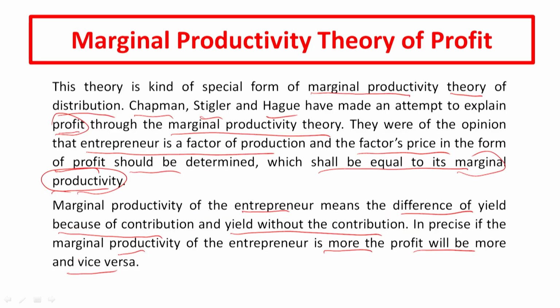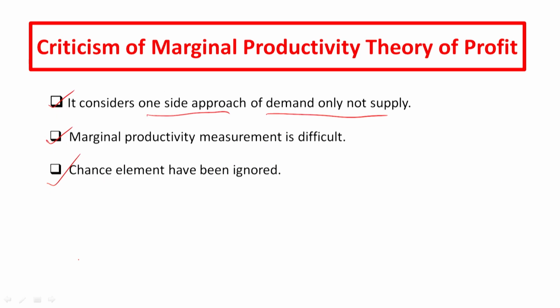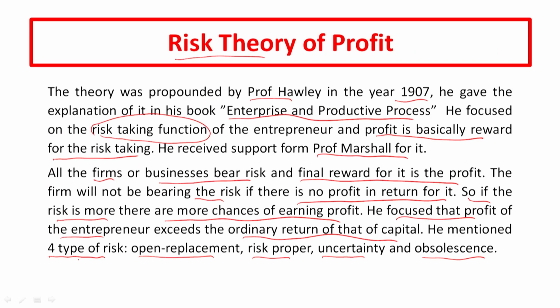Then I talked about the marginal productivity theory of profit, which was basically given by Chapman, Stigler, and Hague. Here we tried to understand the marginal productivity of the entrepreneur and his contribution to the respective firm. The marginal productivity of the entrepreneur means the difference of yield with the entrepreneur and without the entrepreneur. That we have discussed in detail, along with the criticism.